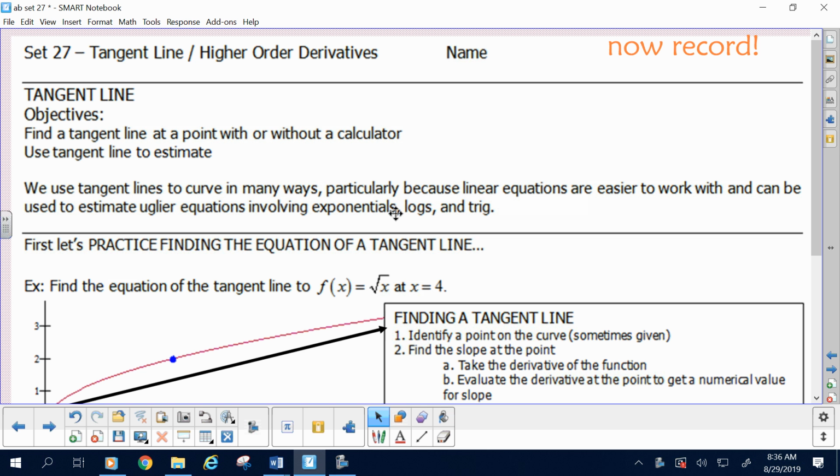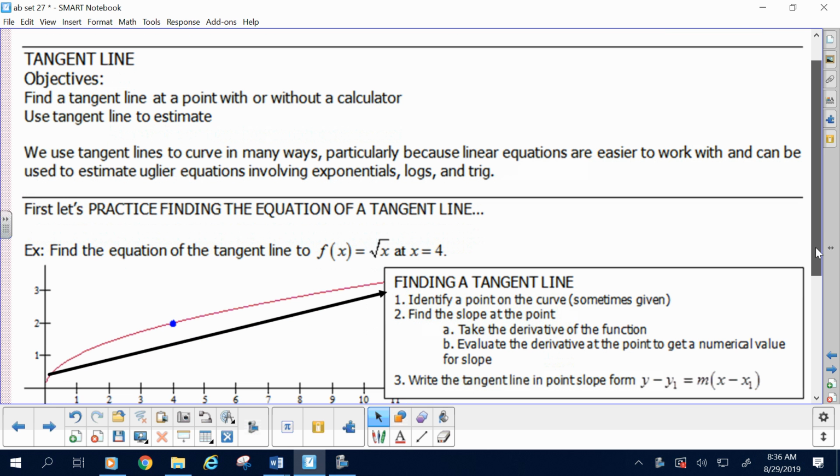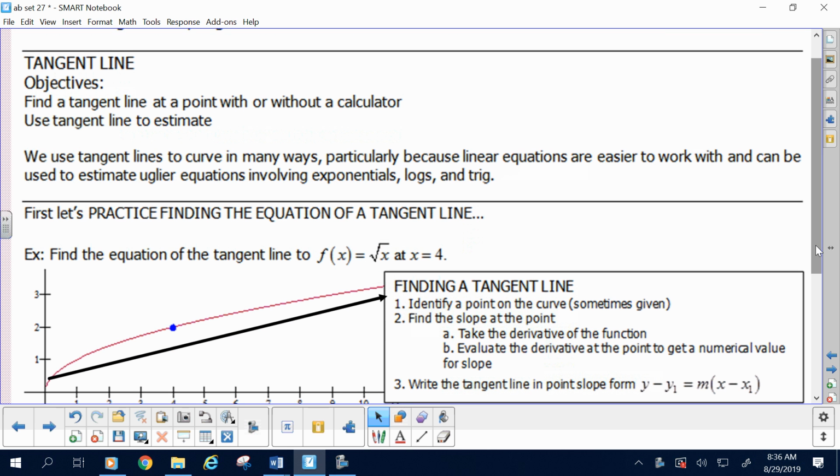That's the first part of the day. It's really two totally separate ideas. Tangent line and higher order derivatives are different. So the objective is to be able to find a tangent line to a curve, the equation of the tangent. And then there's also a use of what it does, and we'll talk about how that can be used. Let's do the first part first, all right?